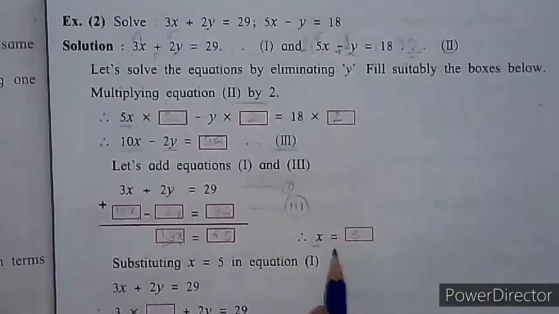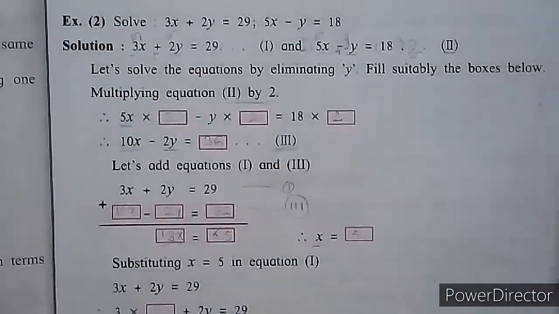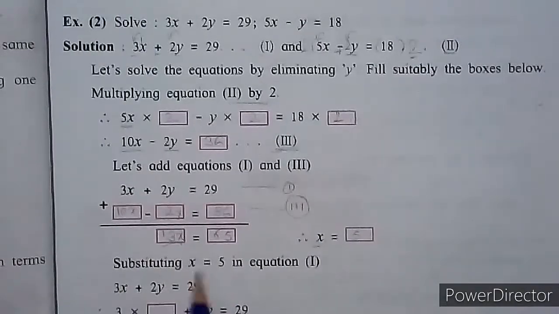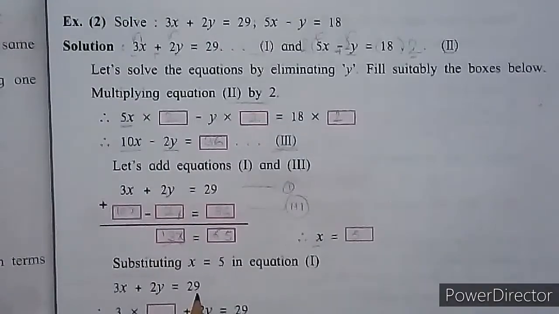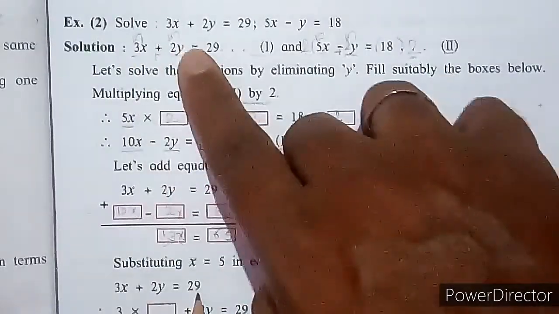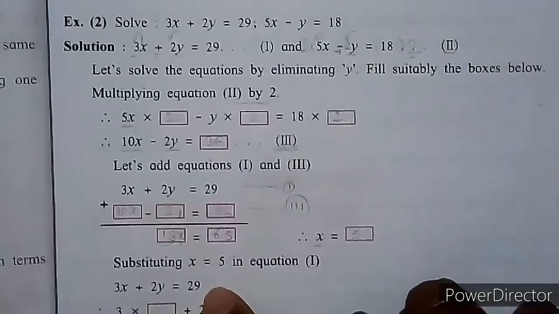Now substituting the value of x equals to 5 in any one of the equations, it will be very convenient to find the value of y by putting it in equation number 1. That's why, substituting the value of x in equation number 1, which is 3x plus 2y equals to 29. Now 3.